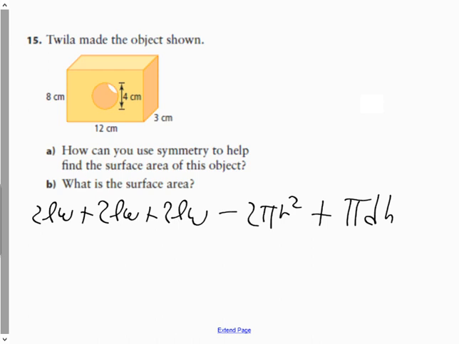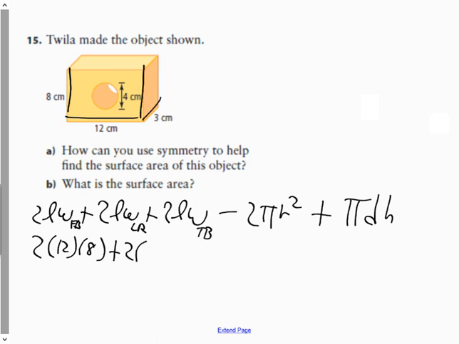So if we consider this to be the same formula that we would use to find it, we would then say, okay, there's two rectangles that are length times this. We're going to treat this as the front and back, the left and right, and the top and bottom. We're going to mark those to just orient ourselves under a formula. So the front is 12 by 8, so we have two 12 by 8s. And we have two left and right, which is 3 by 8. And we have two top and bottoms, which is 3 by 12s.